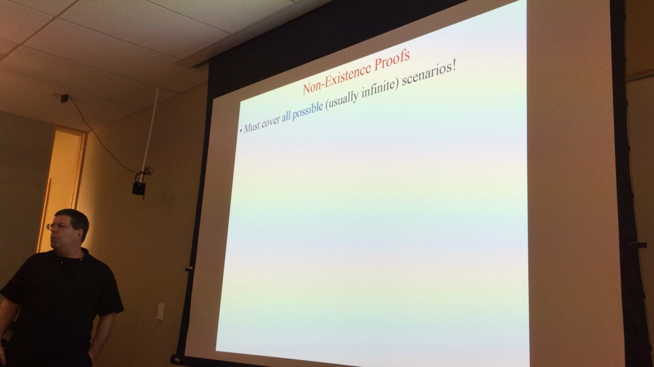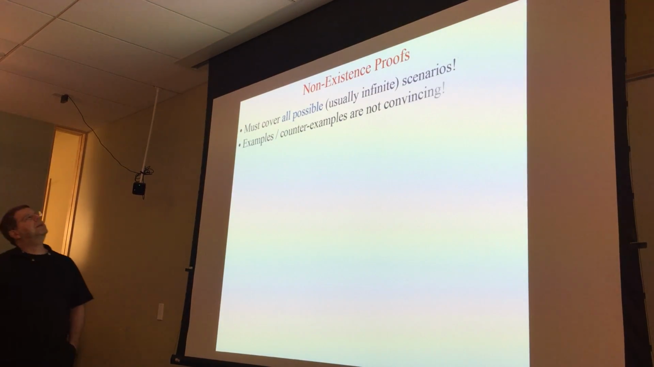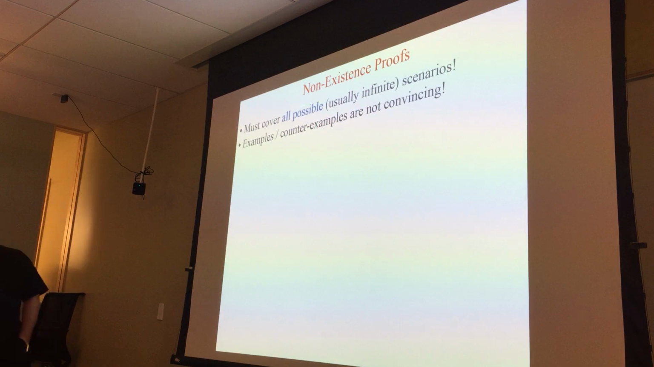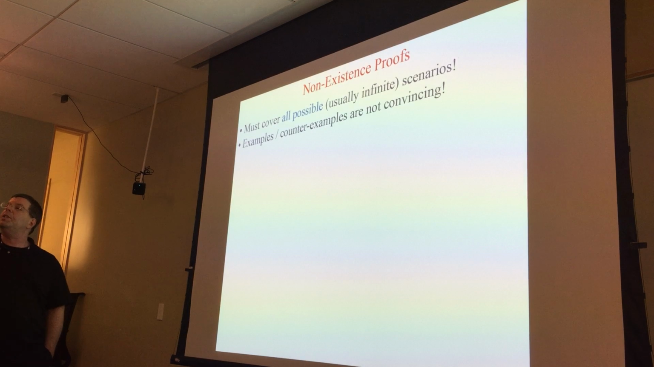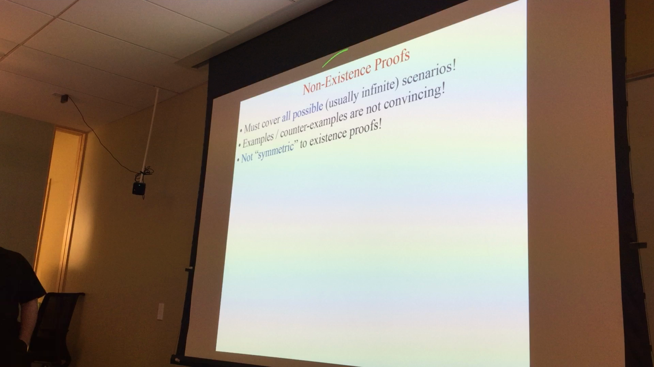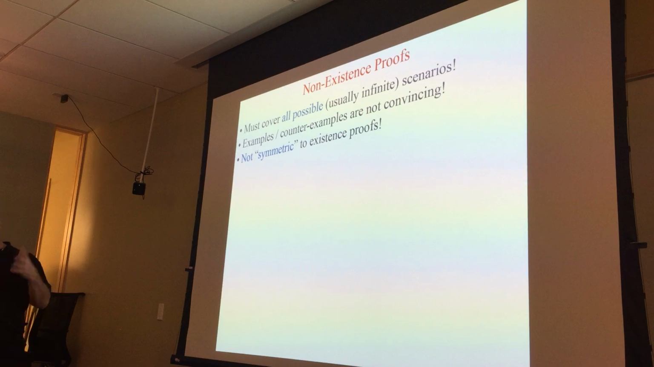All right. Now, a word about existence proofs and why they're hard. We already mentioned this, but let's have a slide on it for the record. Non-existence must cover all possible ways of not being able to do something, not just one way it doesn't work. That's not enough. So a counterexample is not convincing for a non-existence proof. It's convincing for an existence proof. You show me an example, I say, okay, that works. Or show me a counterexample and I say, okay, that fails, end of story.